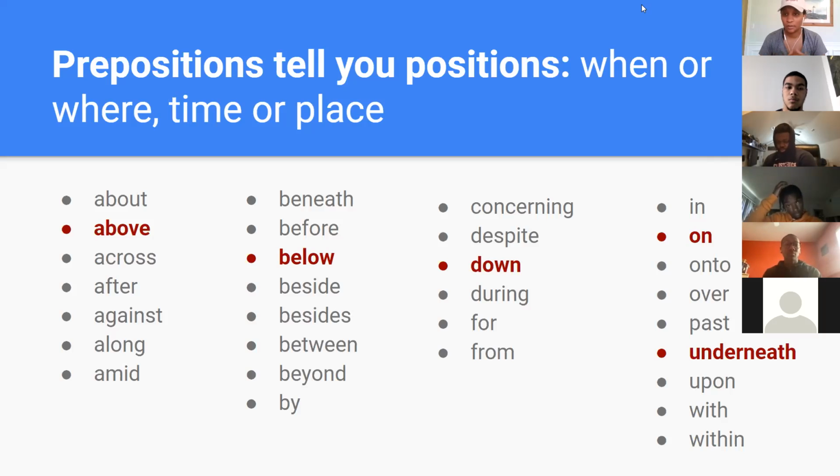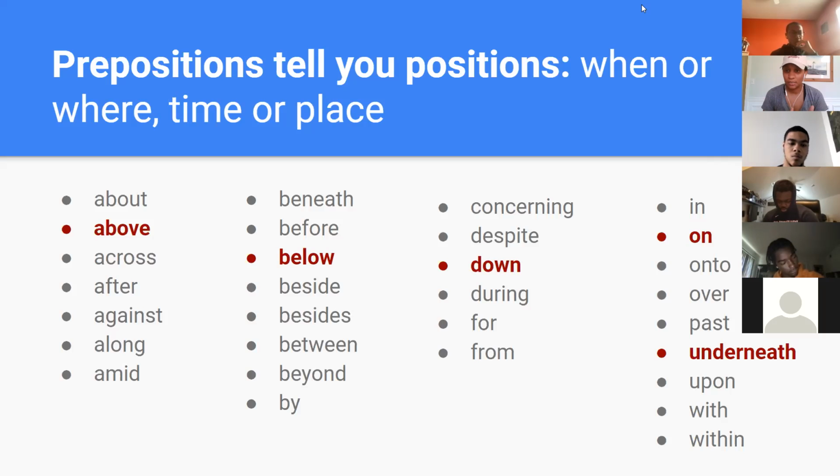It's telling me where. So it will be about, above, across, after, against, along, amid. These are all things that tell me either where or when. If you commit these to memory, you will be able to recognize prepositions and prepositional phrases. That is the point of a preposition. Tell me when, tell me where, tell me time, tell me place. Does that make sense?